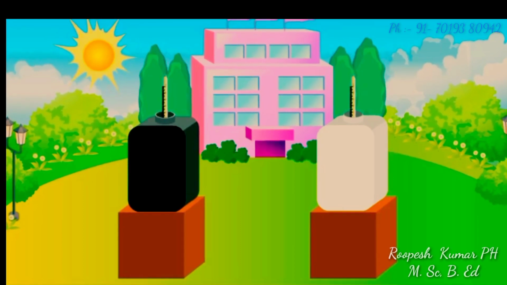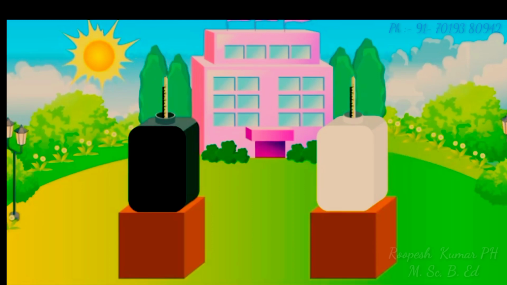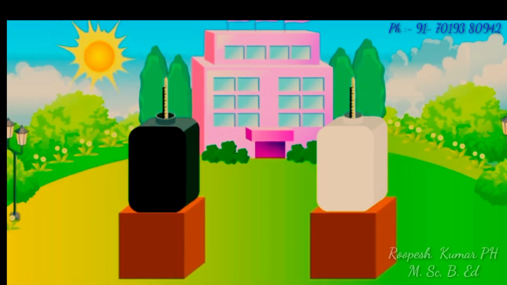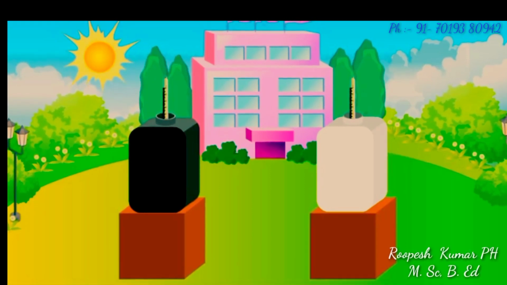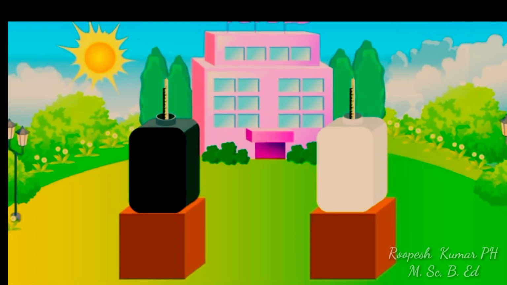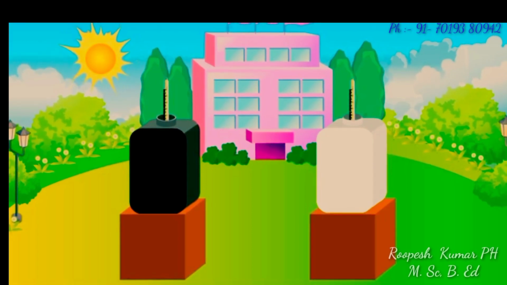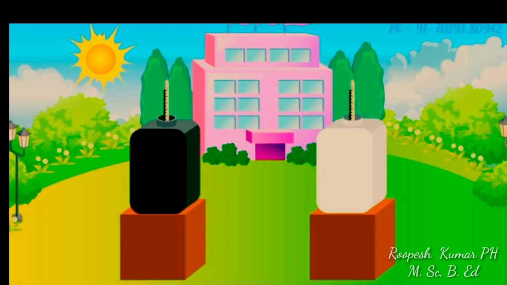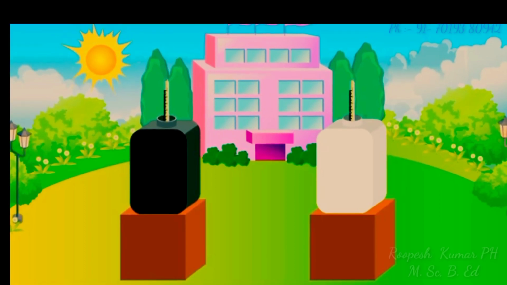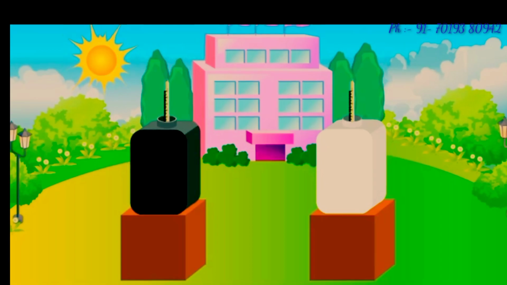Since a black object is a good absorber of heat radiation, it also means that a black object is a bad reflector of heat radiation. On the other hand, since a white or silvery object is a poor absorber of heat radiation, it means that a white or silvery object is a good reflector.